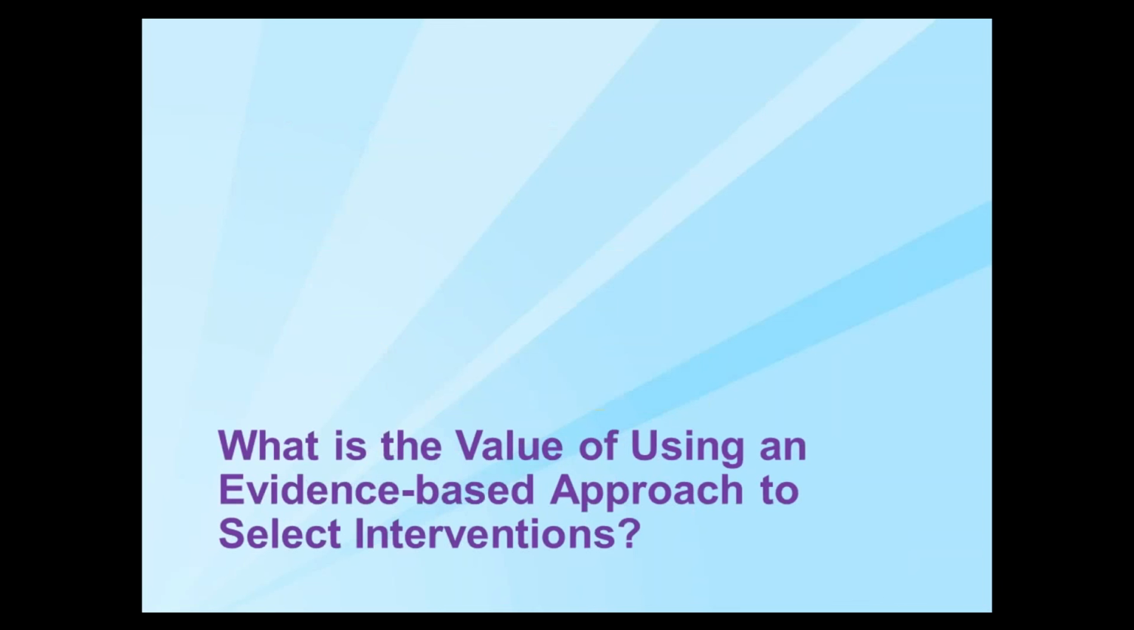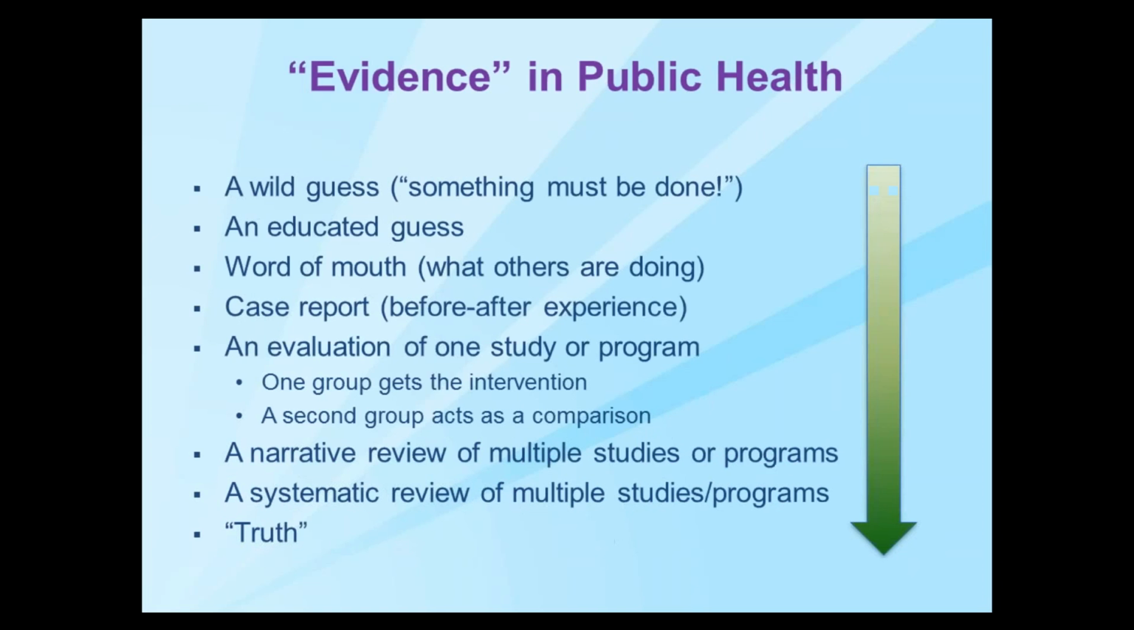Next slide, please. So what is the value of using an evidence-based approach to select interventions? Next slide, please. There are many different sources of evidence that people can turn to in public health and also in healthcare. People can just try to come up with something and say we have to do something. They can talk to others to find out what they're doing, or they can read a report about what a particular group did. But their situation and setting may be very different from the setting of the person that they speak to or the report that they read about. A little bit more formal identification can be in a written up evaluation of a study or program, but once again, often you have only one setting and you might wonder if this would work in your own community.